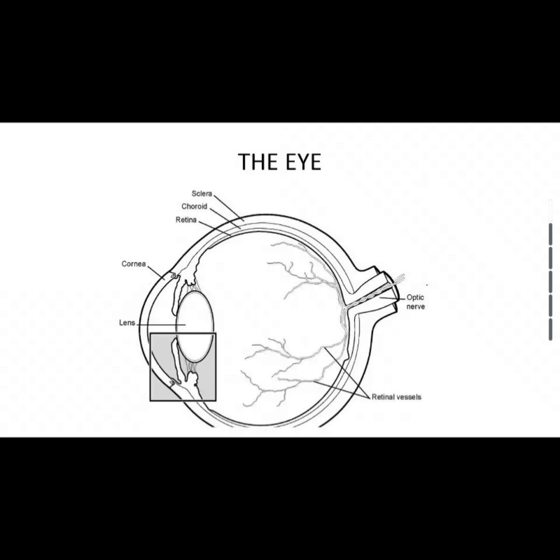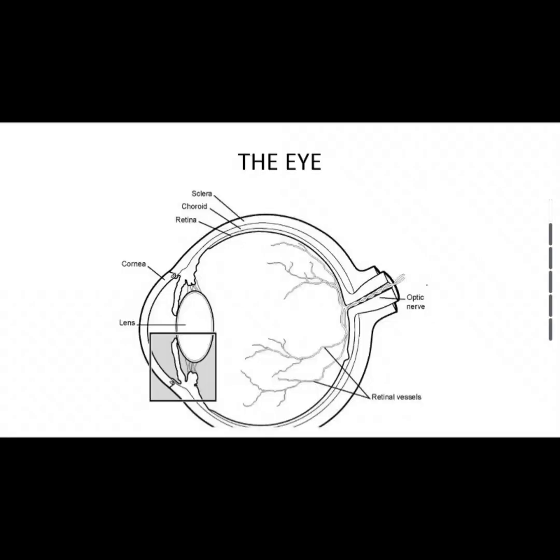Mostly in the anterior chamber, we have what we call aqueous humor. It's a watery-like fluid. And then posteriorly, that is between the lens and the retina, we have what we call vitreous humor. It's a jelly-like, clear, gel-like substance. And in front there, after the cornea, we have fluid filling there called aqueous humor.